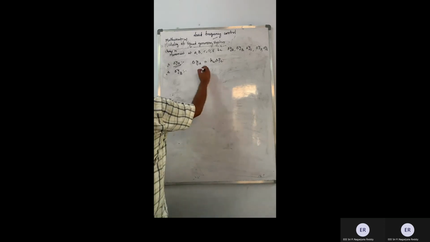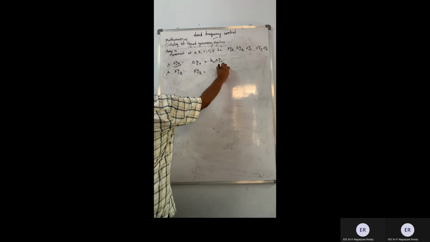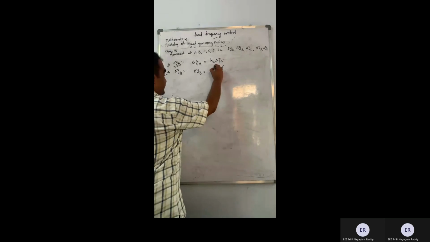YB position is completely because of your automatic control, because of your frequency change, isn't it? It is because of your frequency change, right? So I'll take it as some K2 dash. Why I have taken K2 dash, I'll explain it to you later. I'm taking it as K2 dash. Okay, some constant.